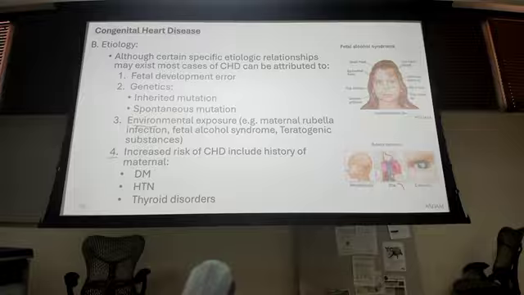So poorly controlled diabetes, I have all this extra sugar circulating around. I have hypertension, which now impacts the amount of blood flow coming to the placenta. If I have thyroid disorders, thyroid disorders can impact any organ system, but it can also impact and regulate how that baby develops in utero.